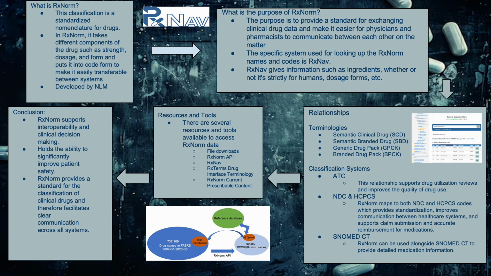We'll now move on to resources and tools. There are also several resources and tools available to access RxNorm data. For example, there are file downloads. There is the RxNorm API. The RxNorm API allows users to collect information about drugs such as their name, strength, and dosage. RxNav is very similar, but it also shows the relationships between different drugs.